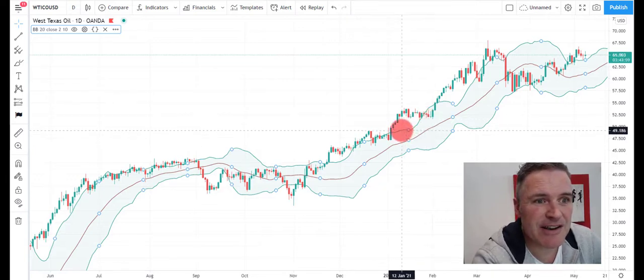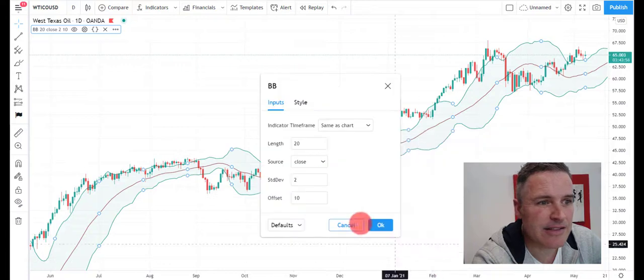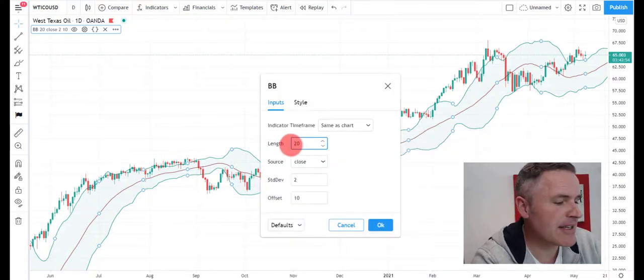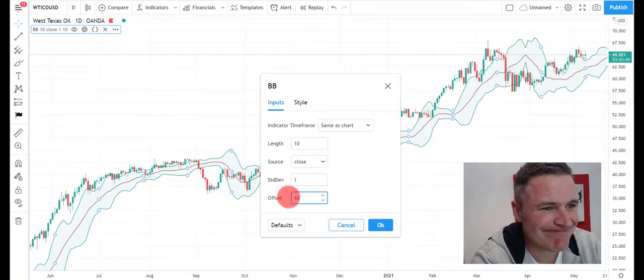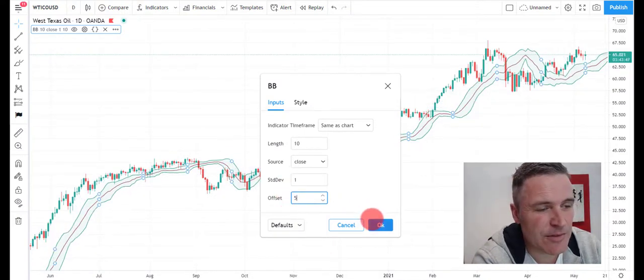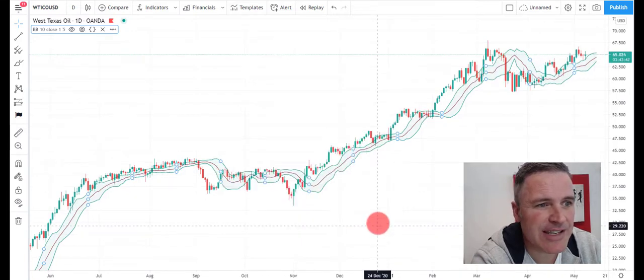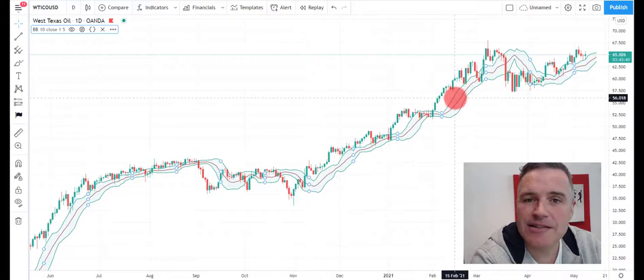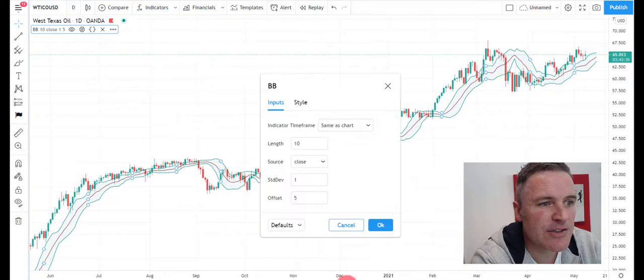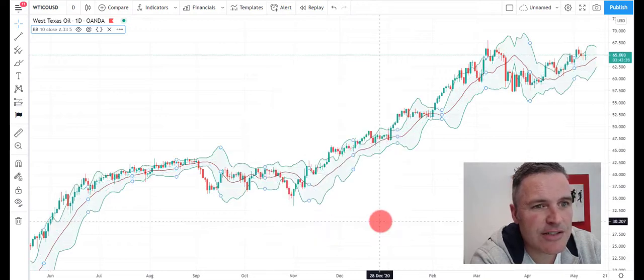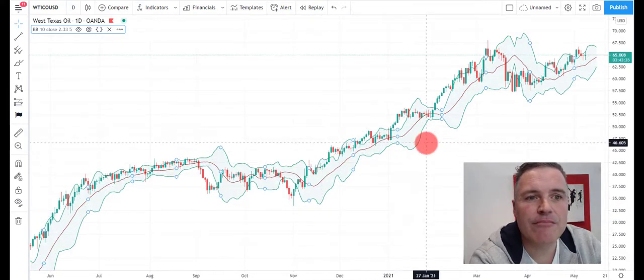And again, mess around with the input lengths. You maybe want to make it a much shorter one, with a 10 length moving average with 1 standard deviation with a 5 offset to give you a more dramatic breakout look. Or maybe you want to really widen it for really slower trades. Maybe you want to change it to 2.33 standard deviations but keep the length shorter. It's going to widen it out and create a different breakout pattern.